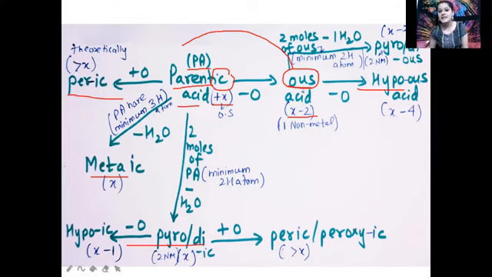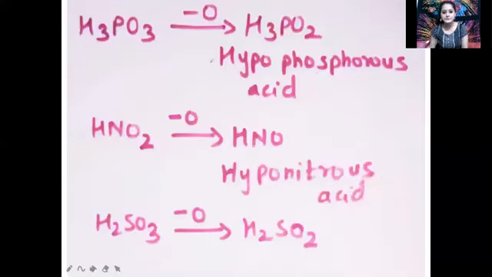So you will see that if I remove this one oxygen atom from -ous acid, you will end up with hypo-ous acid. And you can see that the reduction in the oxidation state will be X minus 4, where X is the oxidation state of the element in the parent -ic acid. So let us discuss the example because that will give you a clear picture. So moving ahead, let us see the example.